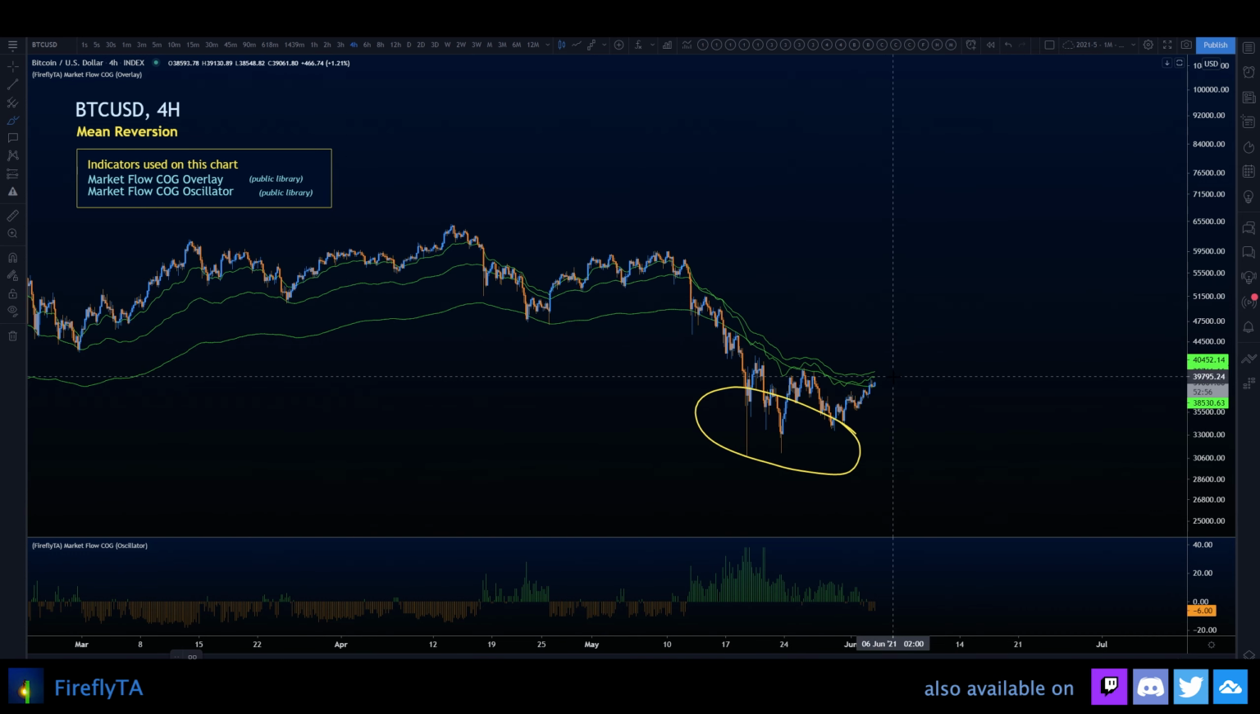It's actually very nice. And what we're seeing here is quite good, I would say. This looks like it wants to break above right now.